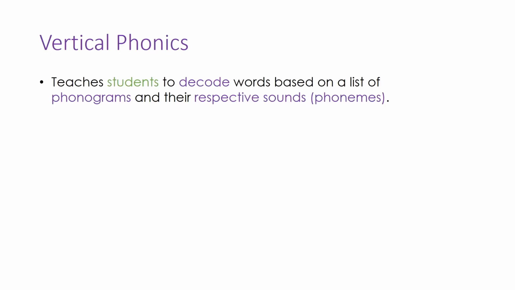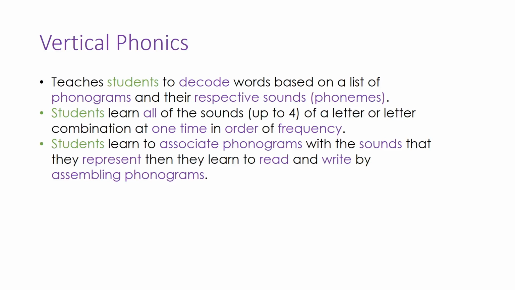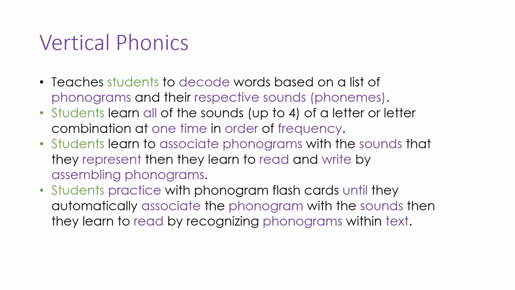Vertical phonics teaches the students to decode words based on a list of phonograms and their respective sounds. Students learn all the sounds, up to 4, of a letter or letter combination at one time in order of frequency. Students learn to associate phonograms with the sounds that they represent. Then they learn to read and write by assembling phonograms. And finally, students practice with phonogram flashcards until they automatically associate the phonogram with the sounds or phonemes. Then they learn to read by recognizing the phonograms within text.